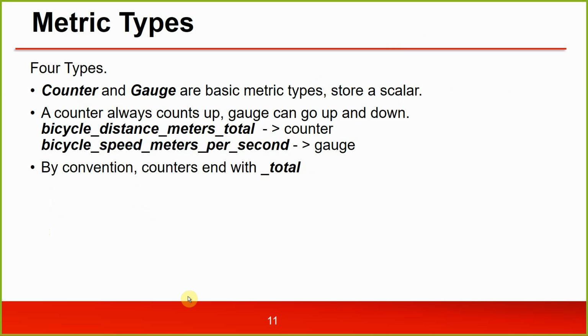Metric types. Counter and gauges are basic metric types and they store scalar values. A counter always goes up, a gauge can go up or down. Now the names are very conventionally used here, and I will talk about the best practices for these naming conventions, and that is a separate topic. So wait for the topic on how these names are done. So bicycle_distance_meters_total has to be a counter. Bicycle_speed_meters_per_second is a gauge because that can change, that can go up and down. By convention, all counters end with underscore total.